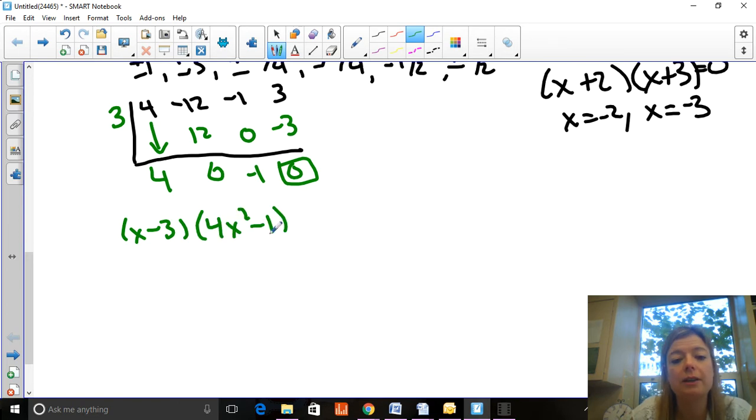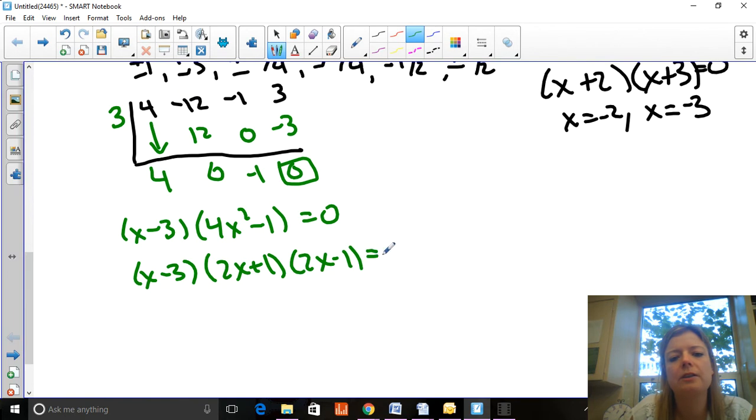So now we have to factor this, equals 0. Because this is an equation, you have to keep that equals 0. This is just a difference of squares. So x minus 3, 2x plus 1, and 2x minus 1 equals 0.